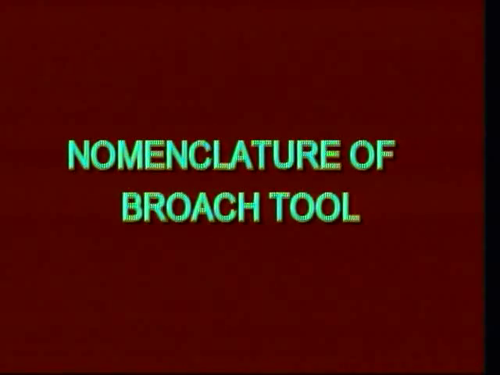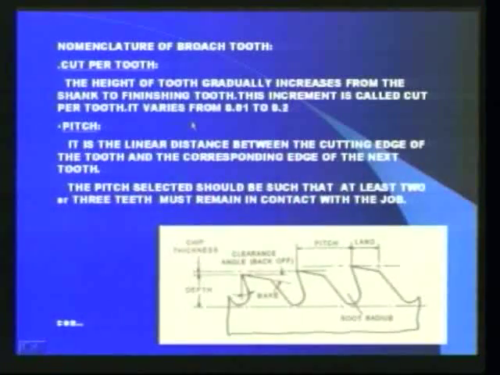Now let us discuss the nomenclature of broach teeth, as shown in the figure. The height of the teeth gradually increases from the shank to the finishing teeth. This increment is called cut per tooth. It varies from 0.01 to 0.2 mm. Its variation depends on the work material and the size of the hole.